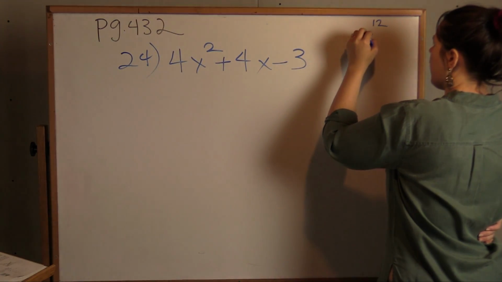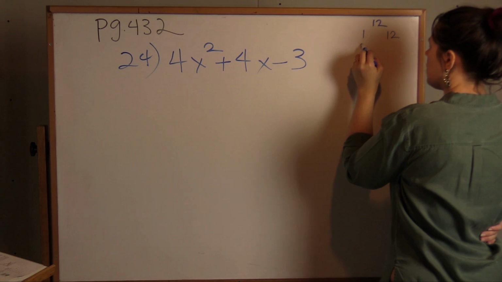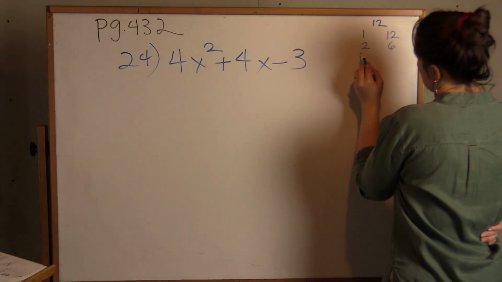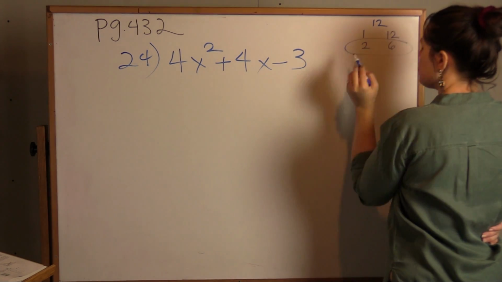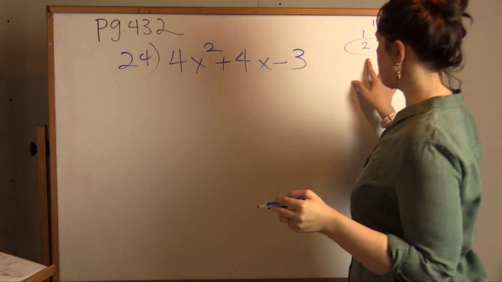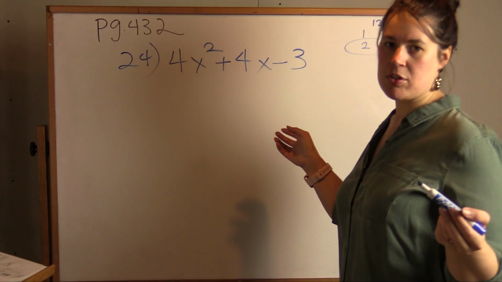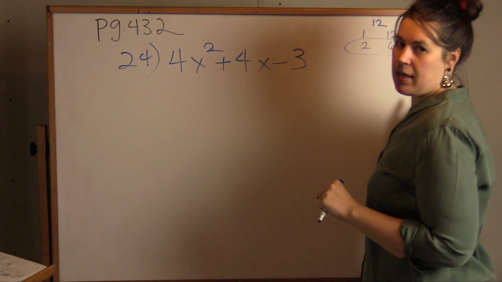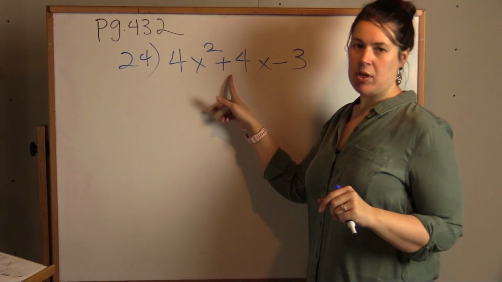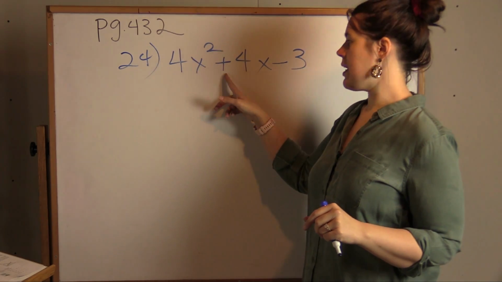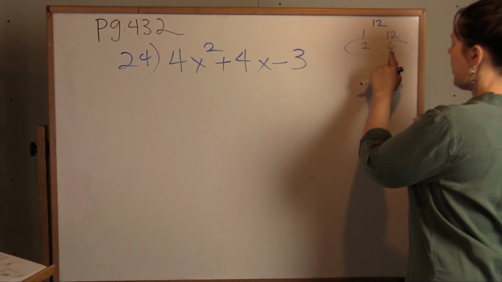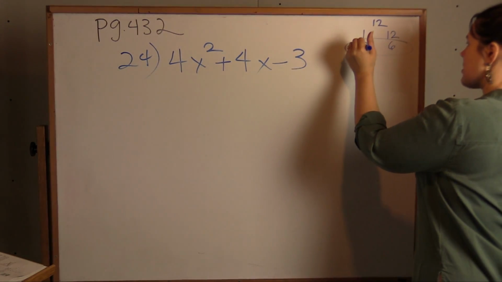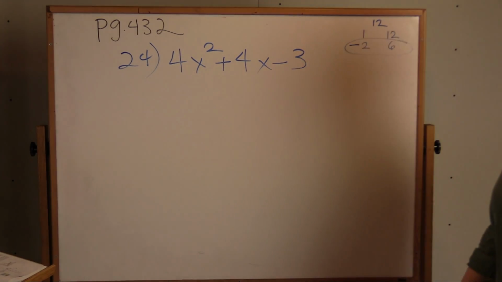So we have 1 and 12. We have 2 and 6. Oh, that's it. 2 and 6. So if I subtract 2 and 6, it will give me 4. Now, here's what I have to do before I put my answer in. I need to determine what the sign is going to be. So what I need to look at is this middle number. I need them to subtract so that they equal positive 4. So is it 2 minus 6 or 6 minus 2 that gives me positive 4? In this case, 6 minus 2 is positive 4.